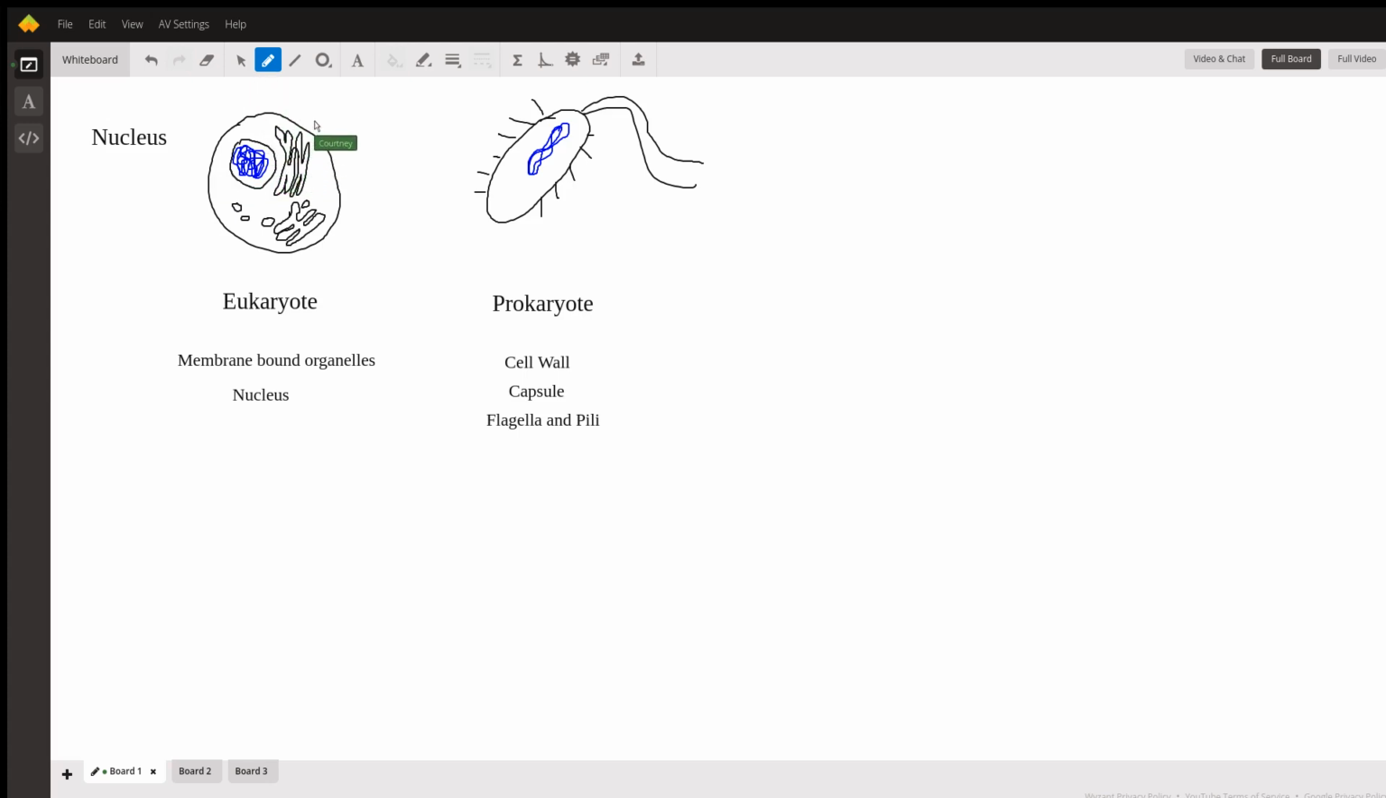nucleus that surrounds its DNA, and the DNA remains contained in that nucleus. You can see that here. So if you had to label that specific portion, you'd label the nucleus there. Some prokaryotic cells have DNA, but it's not contained in a nucleus. Other features that a prokaryotic cell might have, that a eukaryotic cell usually doesn't have, are a cell wall, a capsule, and then the flagella and the pili.